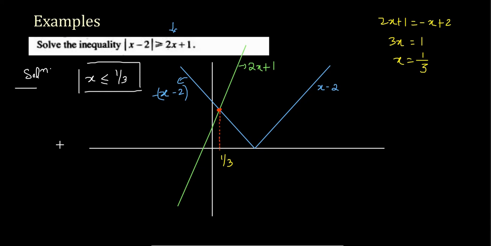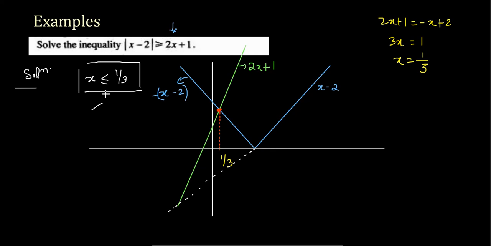Okay, if you solve this, mod of x minus 2 greater than or equal to 2x plus 1, using the squaring method, which we will do later on, you will get 2 points of intersection, but in that case it will be x minus 2 whole square, and it will give you another point of intersection which will be here. Okay, but as you can see from the graph, this mod of x minus 2 can never lie below the x-axis, it will always be above the x-axis. So there is only a single point of intersection, which is this x equal to 1 by 3. Okay, so my solution is x less than or equal to 1 by 3.